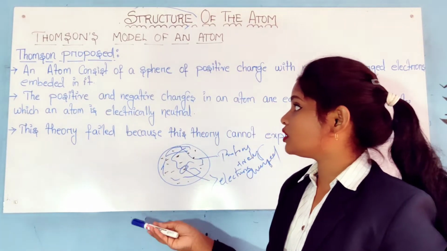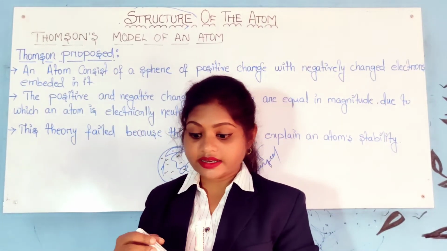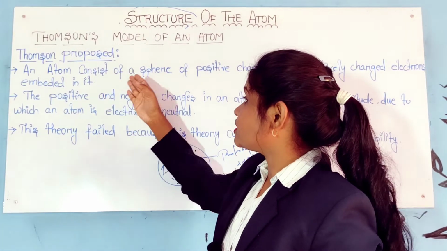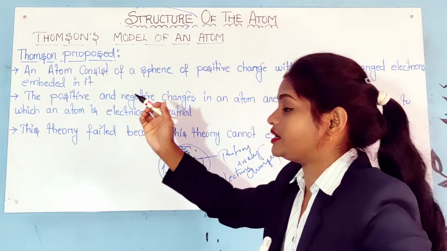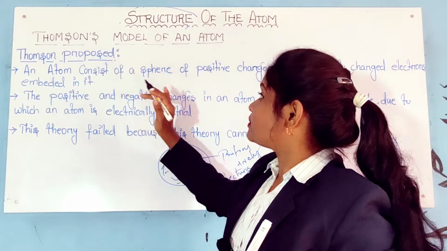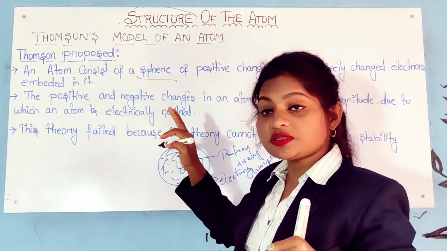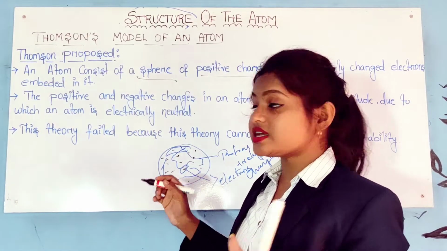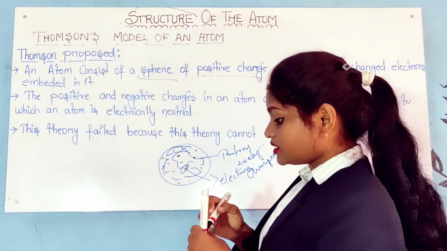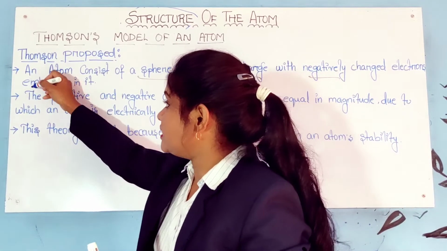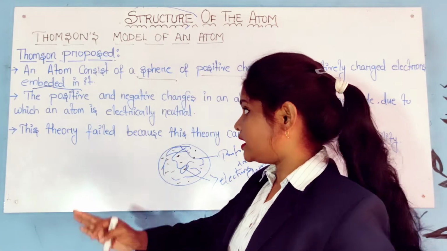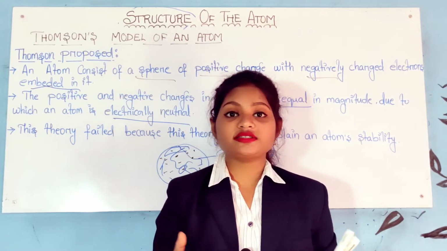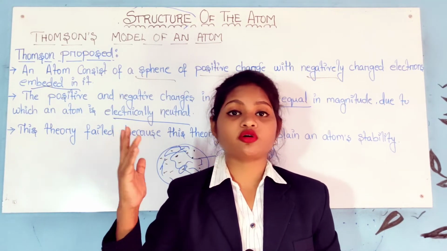Look at what Thomson proposed. He wrote that an atom consists of a sphere of positive charge with negatively charged electrons embedded in it. Means the atom consists of a sphere of positive charge, and the negatively charged electrons are embedded in it. Students, in the next session we will look at Rutherford's model of an atom.